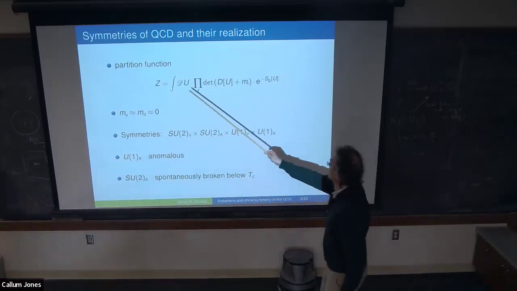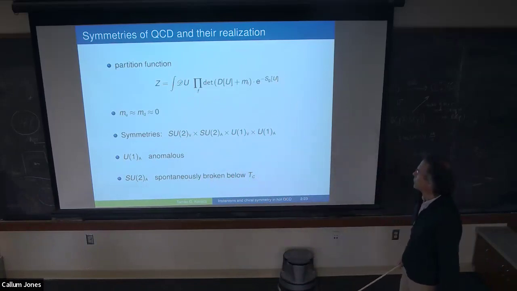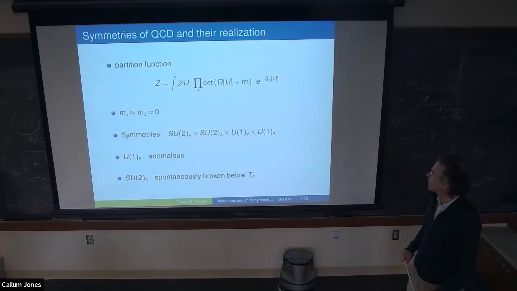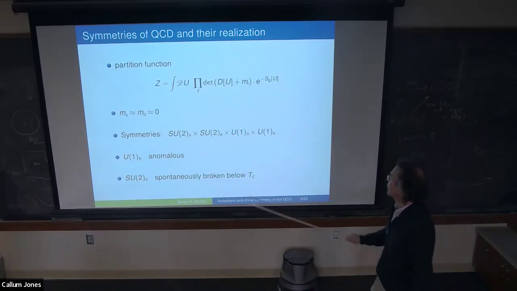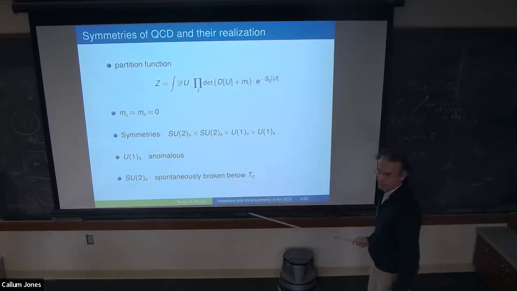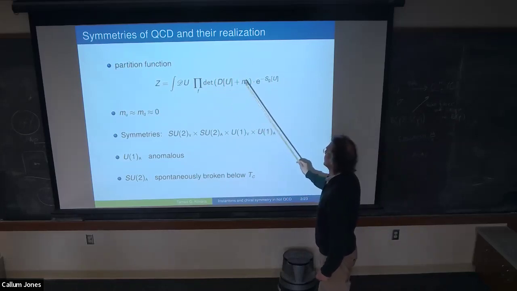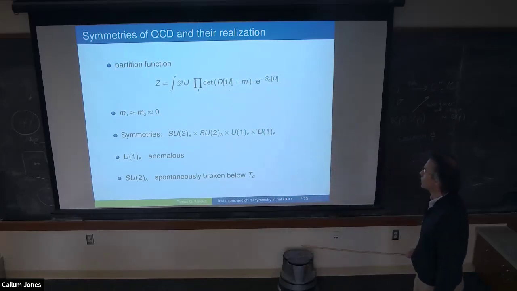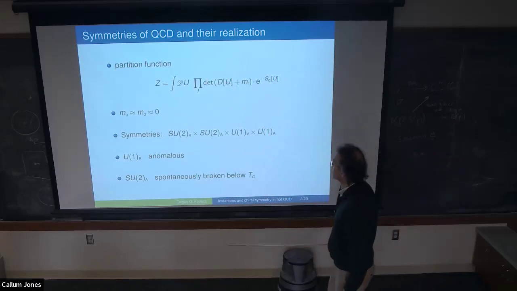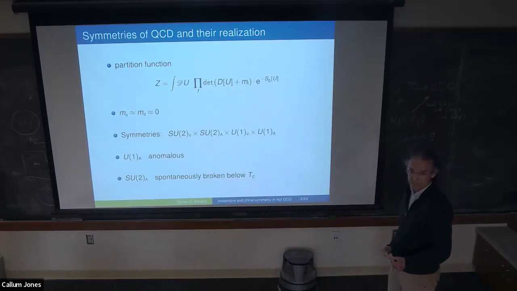Okay, so this is the partition function, and U is the gauge field, which, well, I'm a lattice person, so I think about it as a gauge field on the lattice, but you can think about it as a continuum gauge field as well. So we have a path integral, and this is the gauge action. And after integrating out the quarks, you get a quark determinant, which has the masses of the different quark flavors.